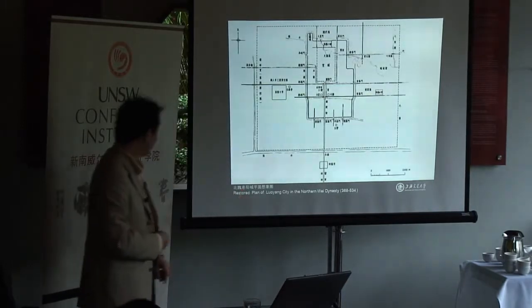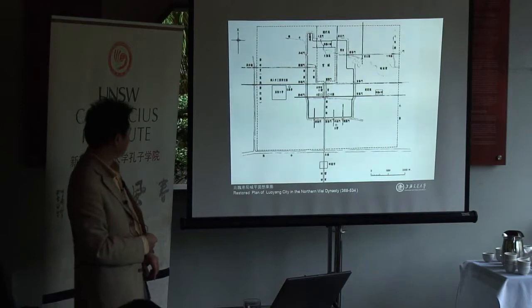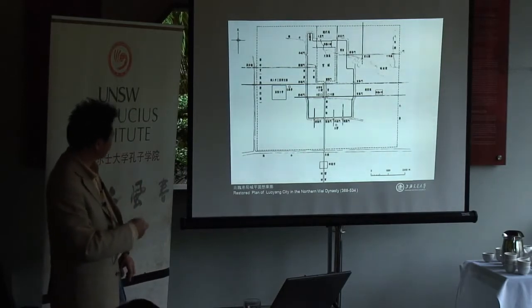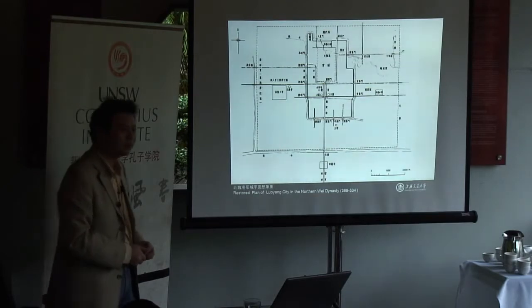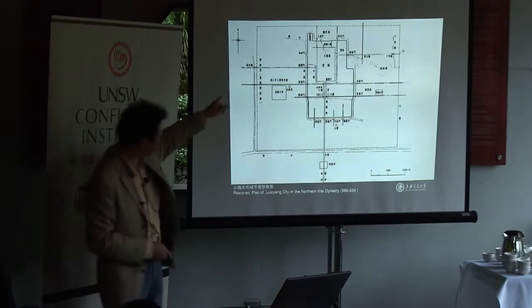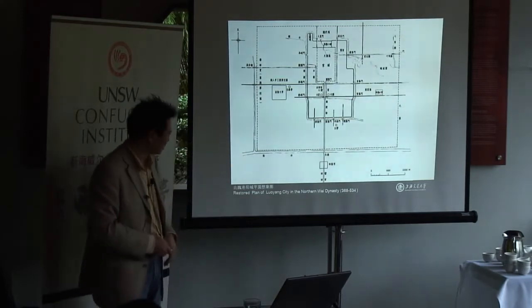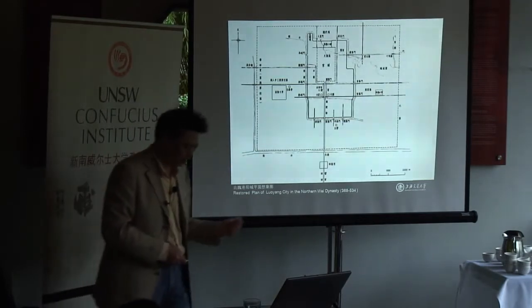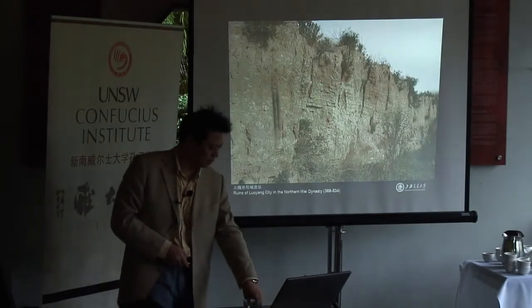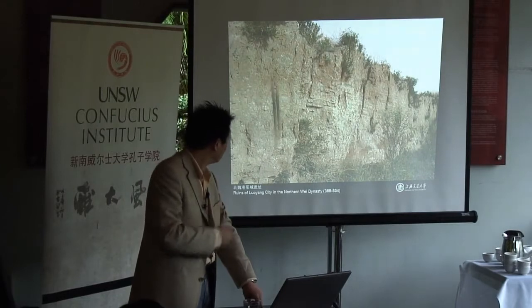In Bei Wei Dynasty, North Wei Dynasty, this is a city plan of Luoyang. Mr. Cui come from Luoyang. This is in North Wei Dynasty, more than 1,500 years ago. The map of the city.